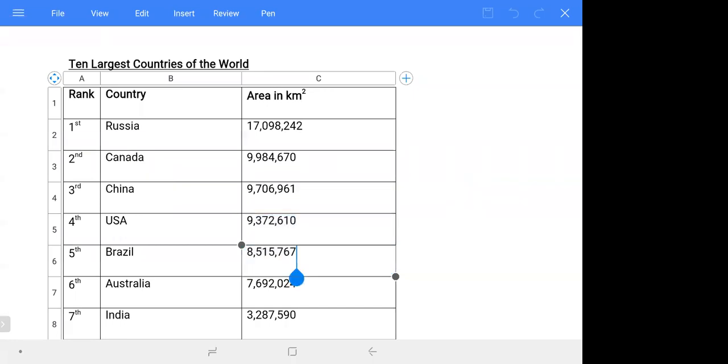Now let's pass to the largest countries of the world. Most of you like to search for these things: largest country, largest and smallest, most populous. So this is additional.